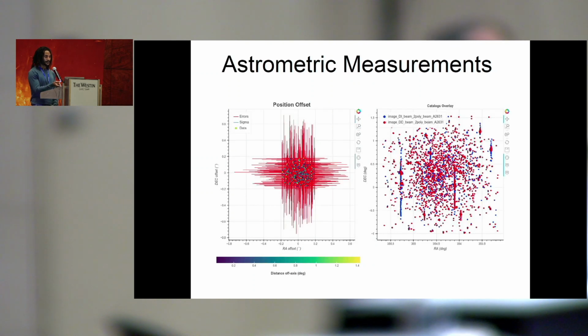And then same as the astrometric measurements. So you get a position offset of the two catalogs. So for instance here, we show the position offset in RA and DEC. And also if you look closely, there's a blue circle.